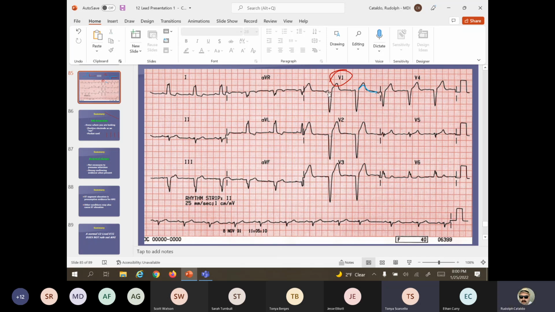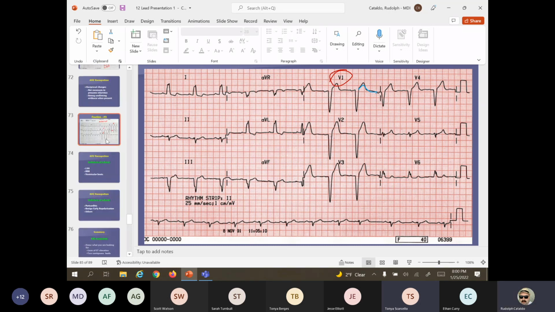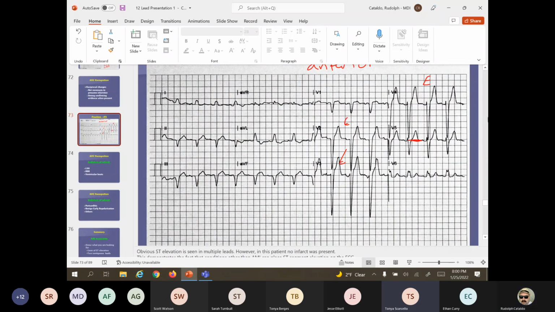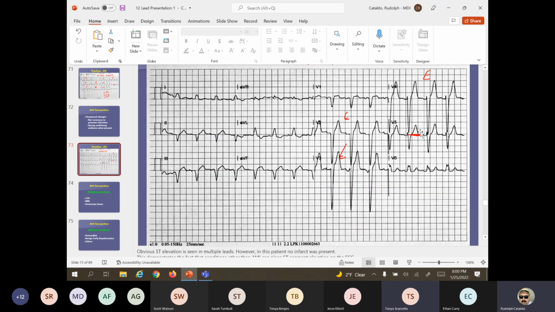That is a wide QRS. Or wait, where'd it go? No, not that one. This one. Look at V1. Let's say it's 0.16 wide. Is that a left or right bundle branch?